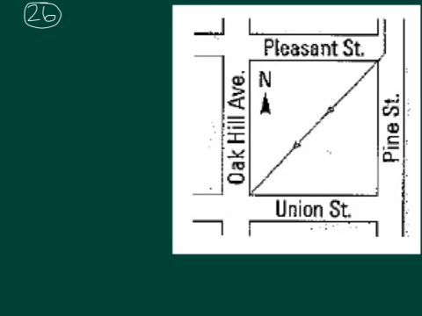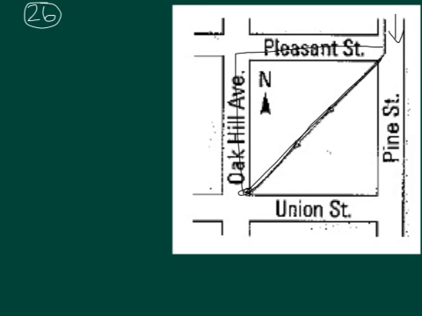So the last question we want to look at is number 26. Number 26 says, suppose you're walking south along Pine Street, so I'll be walking this way. And when I get to Pleasant Street, I cut across the empty lot all the way to the corner of Union and Oak Hill. Explain why this route is shorter than staying on the sidewalks. So if I stayed on the sidewalks, I'd go down Pleasant and then down Oak Hill and end up at the same corner. So why is that diagonal distance shorter than staying on the sidewalks?